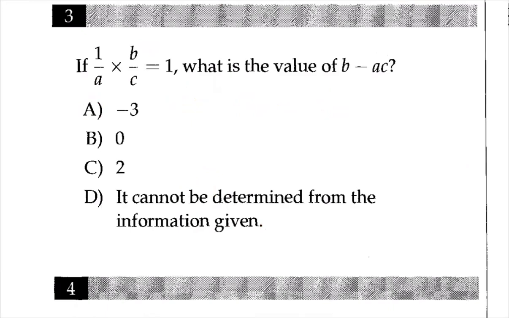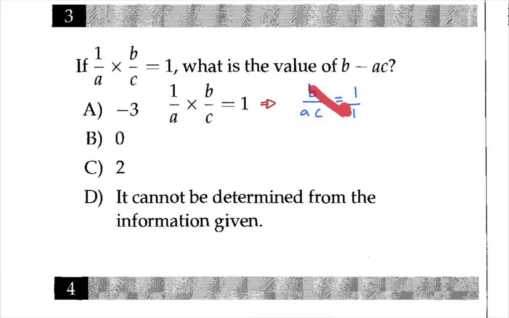Question number 3, if 1 over a times b over c equals 1, what is the value of b minus ac? طبعا here we have multiplication of two fractions. Let's multiply both of them first. 1 times b is equal to b, and a times c is AC. All of this equal to 1. And as we know, anything can be written over 1. So 1 over 1. Let's cross multiply.